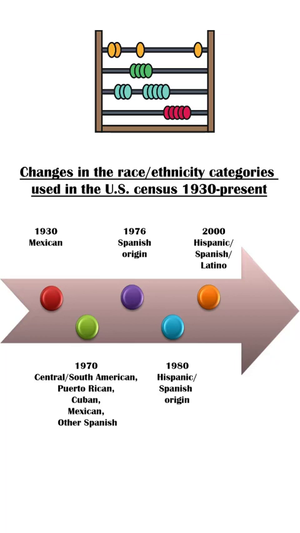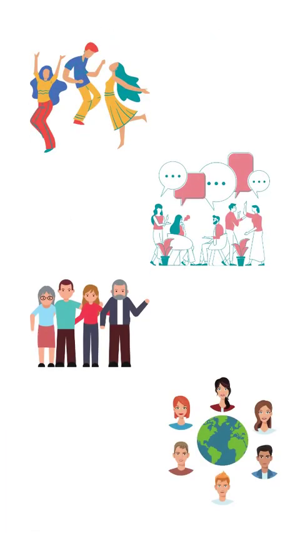A separate question about Hispanic origin was really not introduced until the 1980 census, and it was the 2000 census that first introduced the term Latino. The most recent censuses, 2010 and 2020, included changes to more clearly distinguish Hispanic ethnicity as not being a race, meaning Hispanics can be of any race.